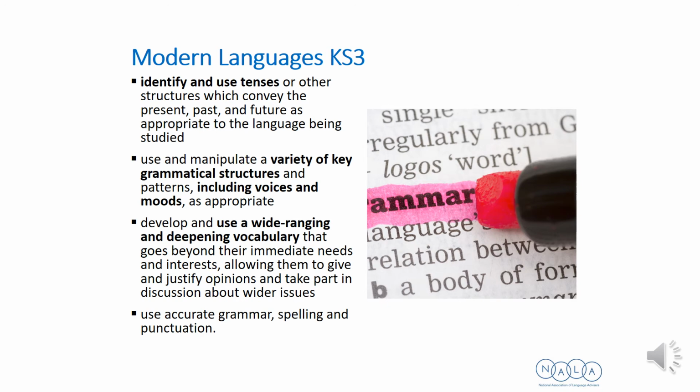This then carries through to Key Stage 3. So again, the ability to identify and use tenses and other structures, use and manipulate a variety of key grammatical structures, and develop a wide-ranging and deepening vocabulary, and use accurate grammar and spelling and punctuation. These are all things they are very, very familiar with from their learning of English in the primary school.